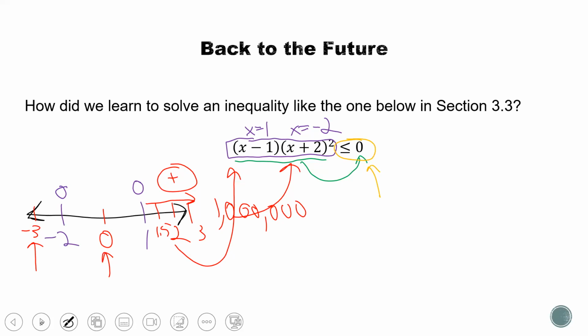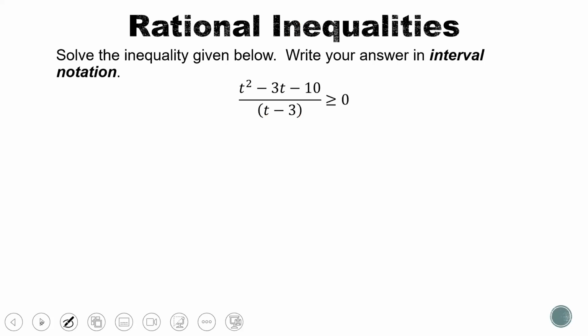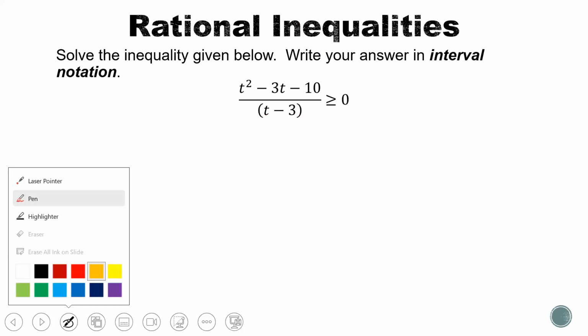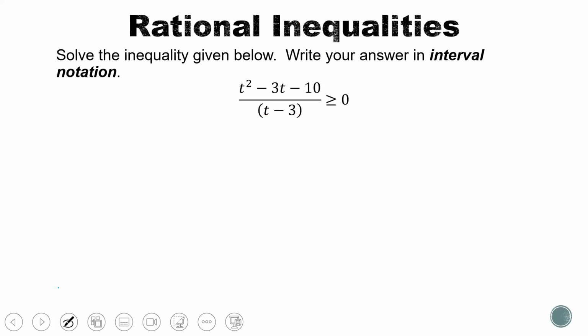Okay, so let's look at how this would apply to a rational inequality. Now, first of all, what we see here is a rational inequality, since we notice that the expression on one side is rational, since it has a numerator and a denominator and a polynomial in each of those. And also an inequality, since we see the greater than or equal to 0. Now, in order to solve this, much in the same way that we did on the previous one, we want to figure out what makes this expression equal to 0.